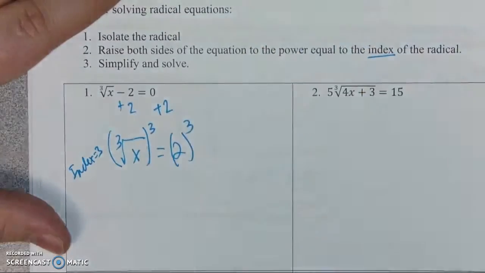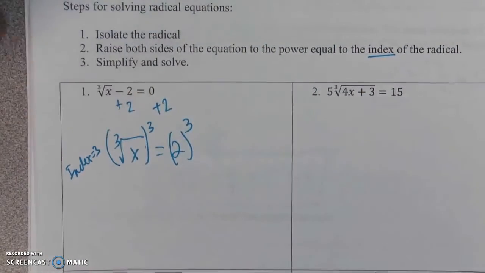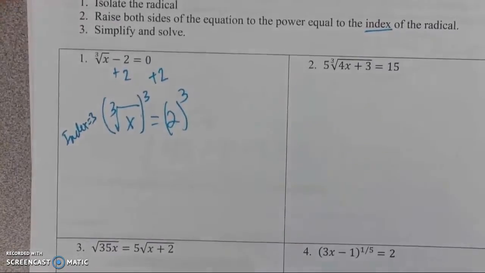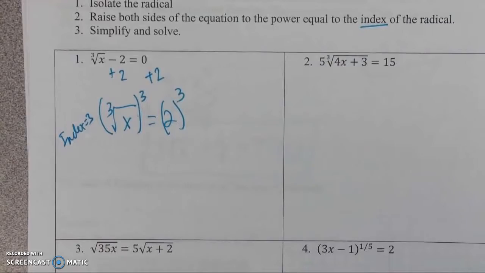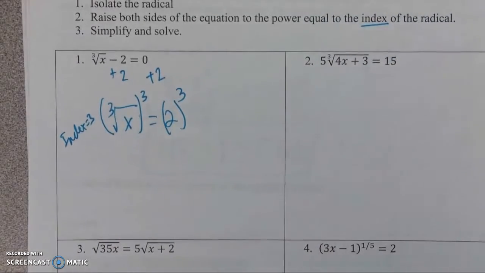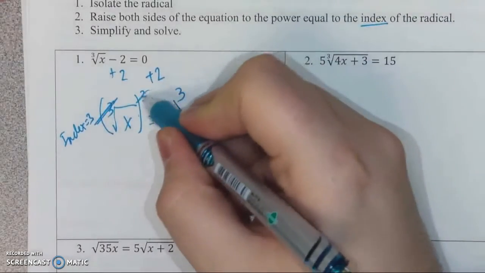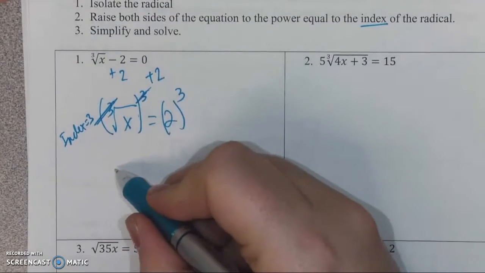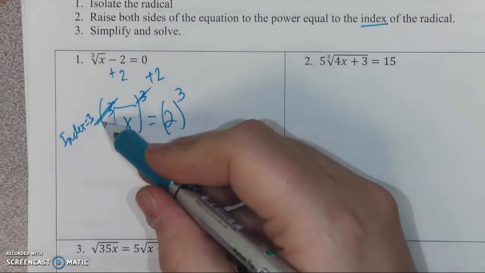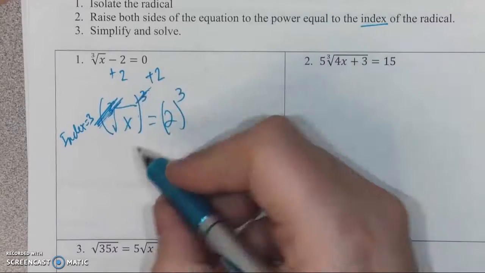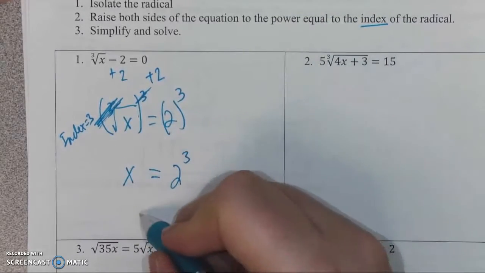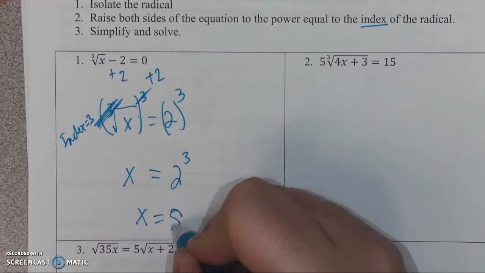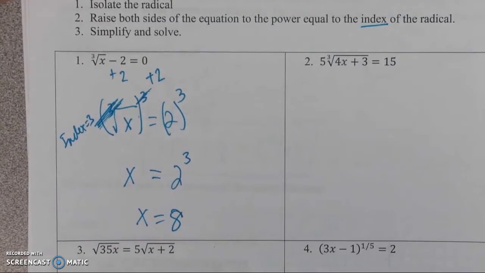Remember, just like when we solve equations, whatever you do to one side, you've got to do to the other. So if I raise the left side here to the third power, then I've got to raise the right side to the third power. These powers of 3 cancel off. So this is going to get rid of your root. So this becomes x equals 2 cubed, and 2 cubed is 8. So x equals 8.